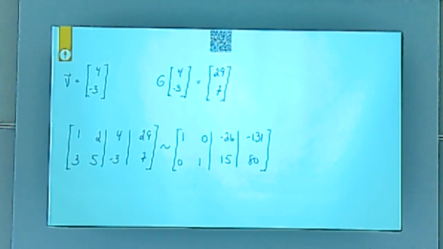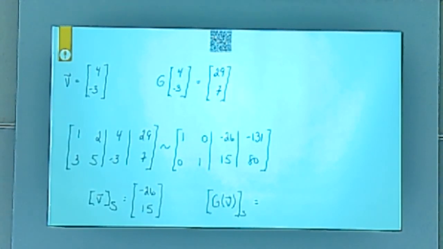Is that what we got? There's our coordinate vector for V. There's our coordinate vector for G of V.